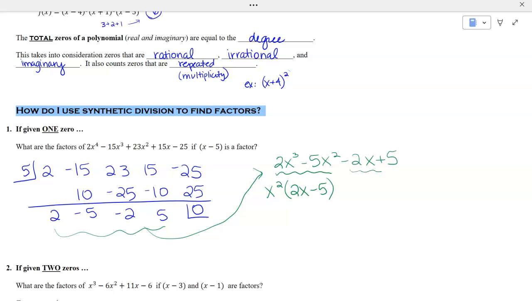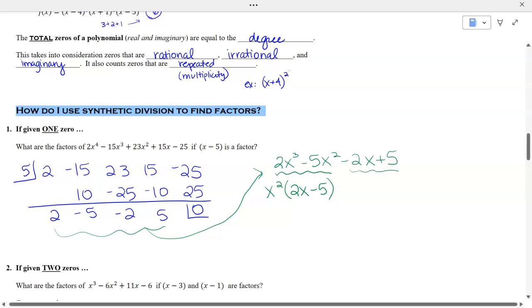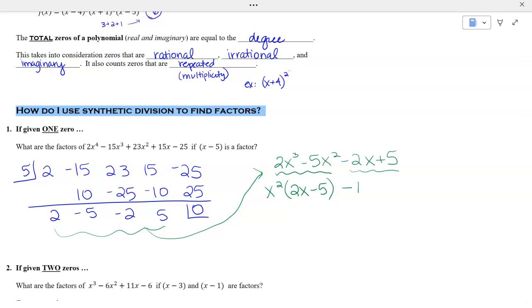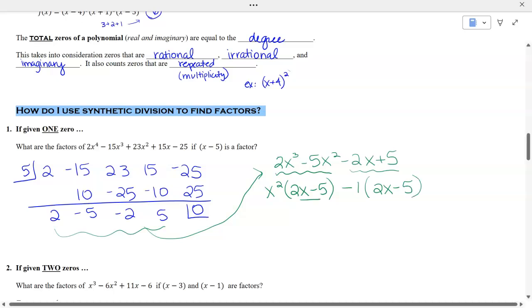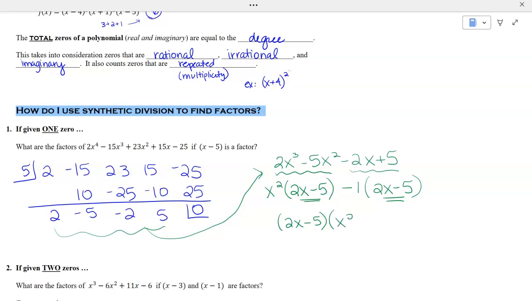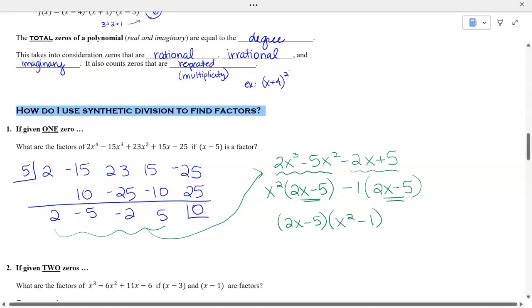Well, you'll notice that's eerily similar to what we have right here. And so what I'm actually going to do is just factor out a negative. Or if you want to help yourself here, you can say you're factoring out a -1. And so you're just left with 2x minus 5. And so now we do end up having a common factor, or a GCF, between these. So we can factor out our 2x minus 5, and we're left with x squared minus 1.